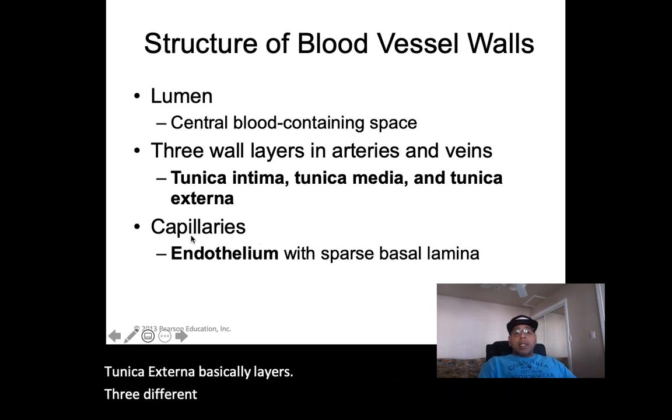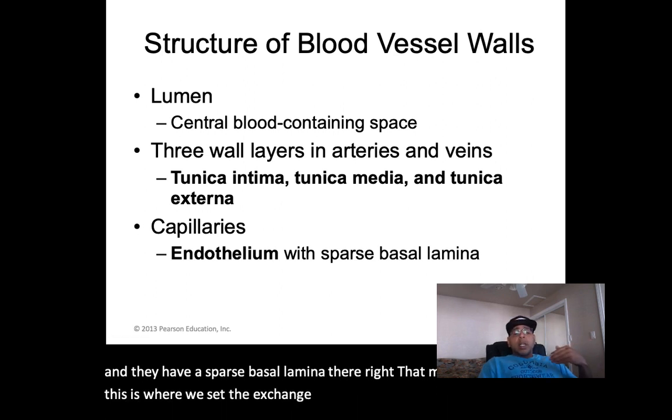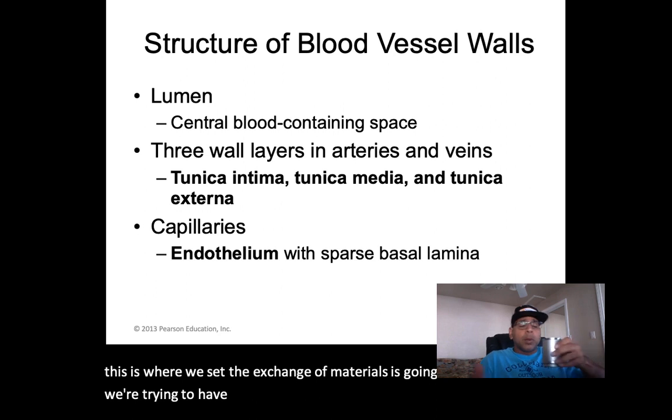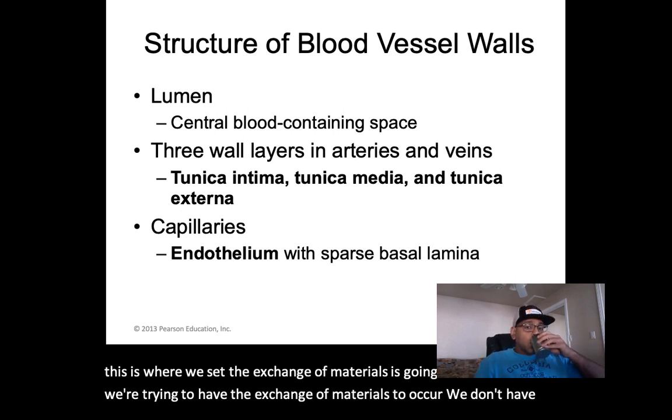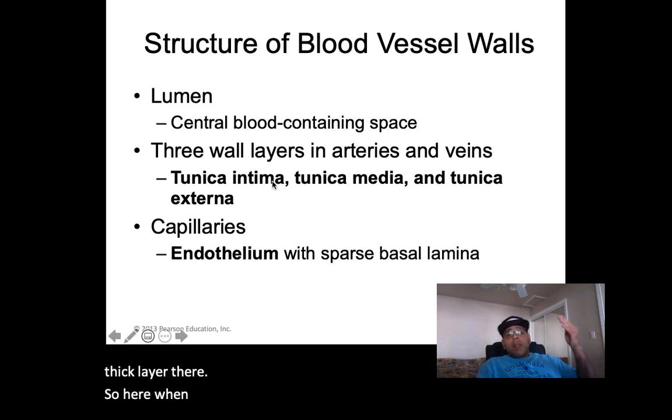When we talk capillaries, they're made up of endothelium, and they have a sparse basal lamina. That makes sense because this is where we said the exchange of materials occurs. When we're trying to have the exchange of materials occur, we don't want a big, thick layer there. When we're passing blood from one area to another, we've got thicker layers.